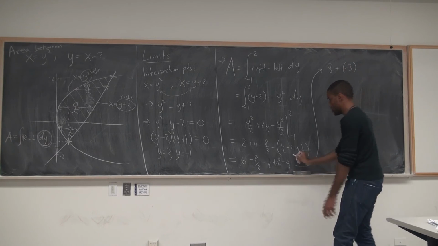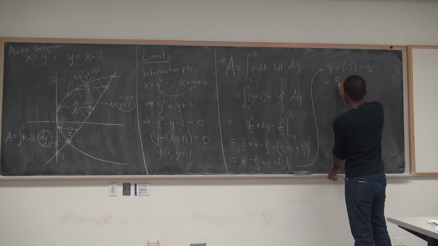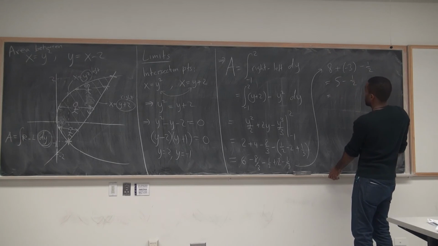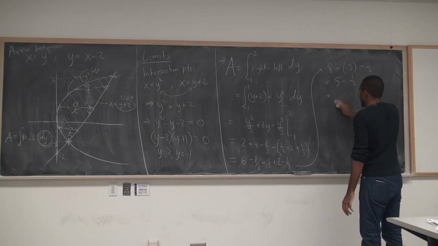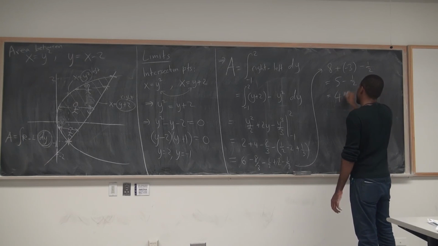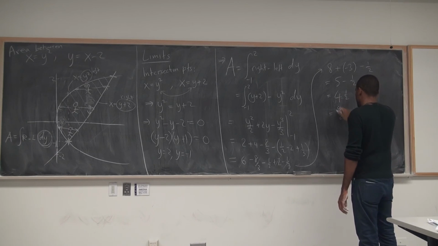So that's 8 minus 3, which is 5, and then minus a half. So this is 5 minus a half, which is 4.5. That's weird, but technically it is 4.5. I'd write 9 over 2.